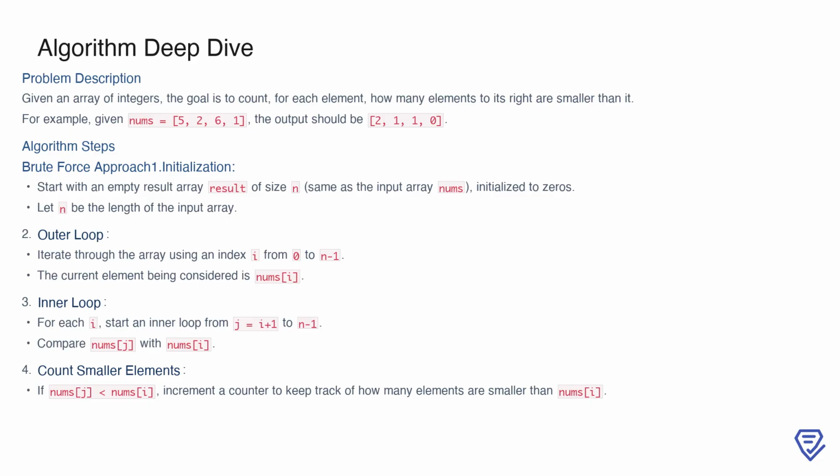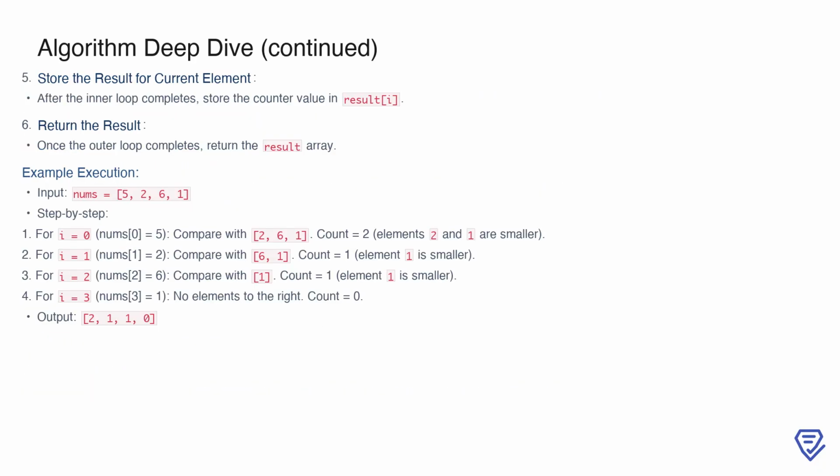This method, while straightforward, involves two loops, one nested inside the other, to compare all relevant pairs of elements. Once the inner loop finishes counting the smaller elements for the current number, we store the count in the corresponding index of the result array. After the outer loop completes its iteration over all elements, the result array is returned. Let's walk through an example to clarify.